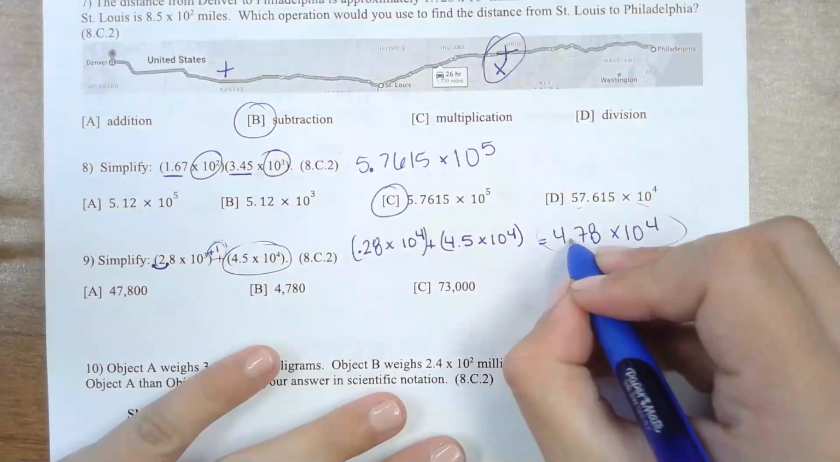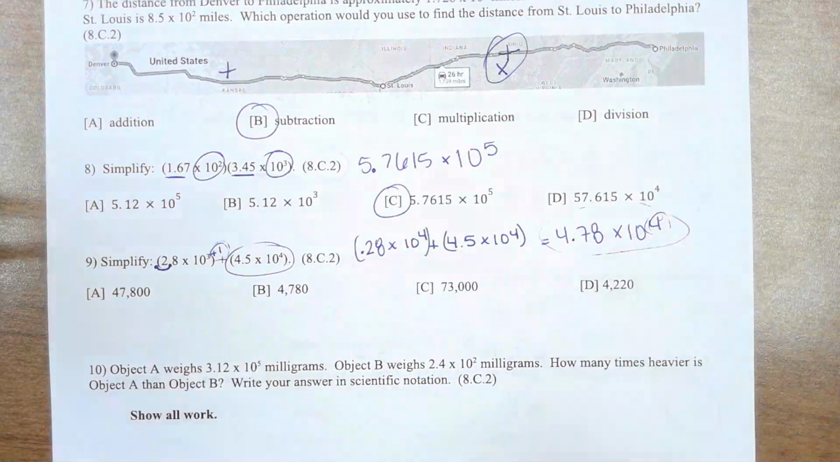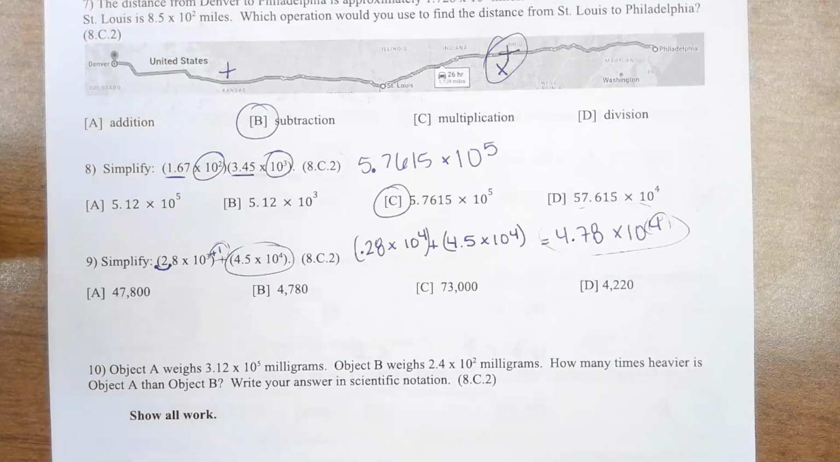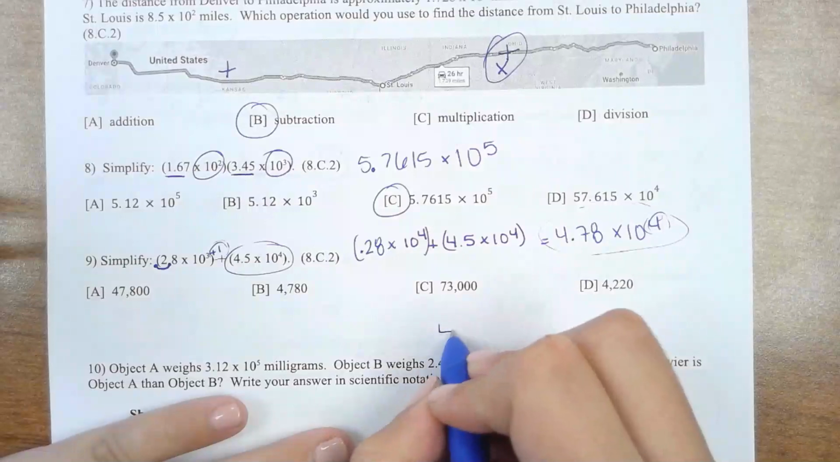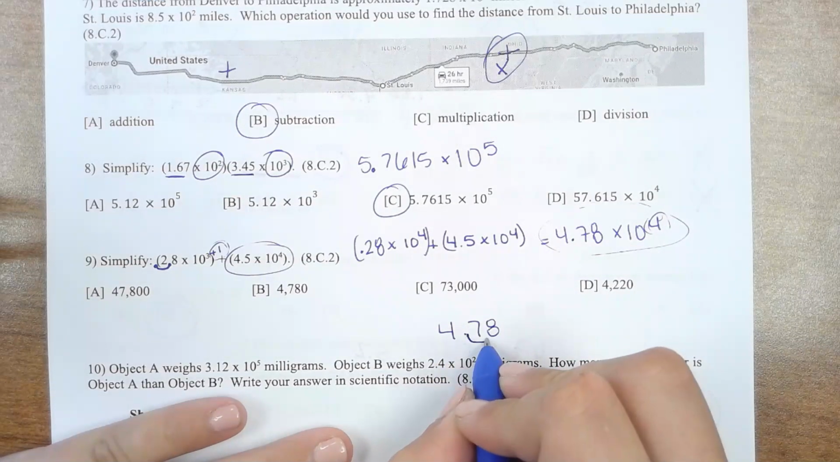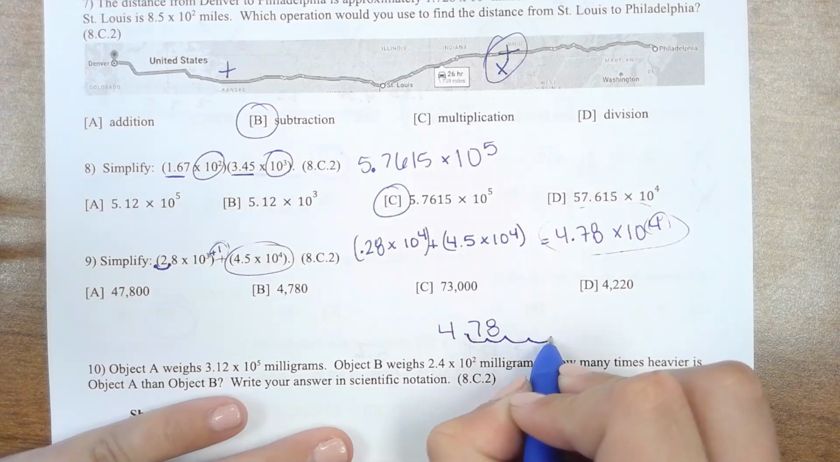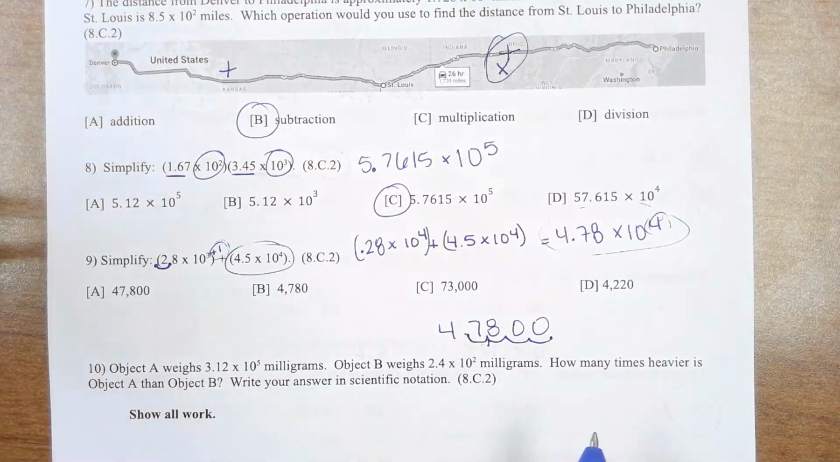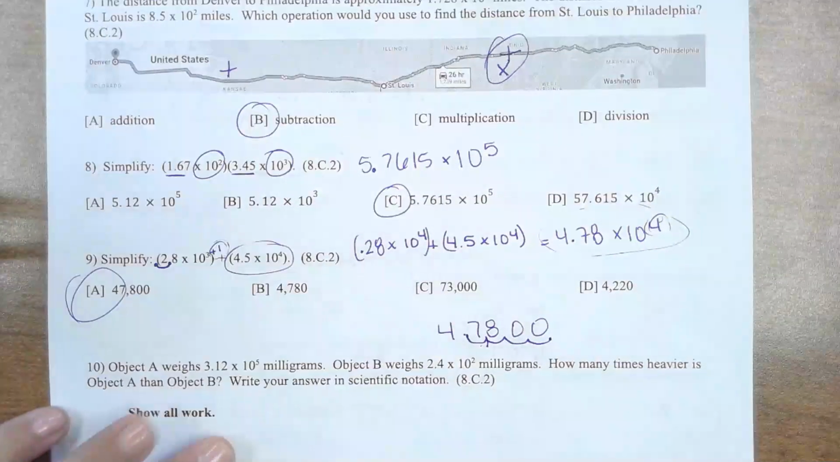So if it's 4.78 and we have a positive 4 exponent, that means we're making our number larger. So if we're making our number larger, we need to move our decimal point to the right, because that would make it a bigger number. And the exponent tells us to move it 4 times. So if I were to move this decimal point 4 times to the right, 1, 2, 3, 4, fill in my zeros, I would then have 47,800. So that is answer choice A.